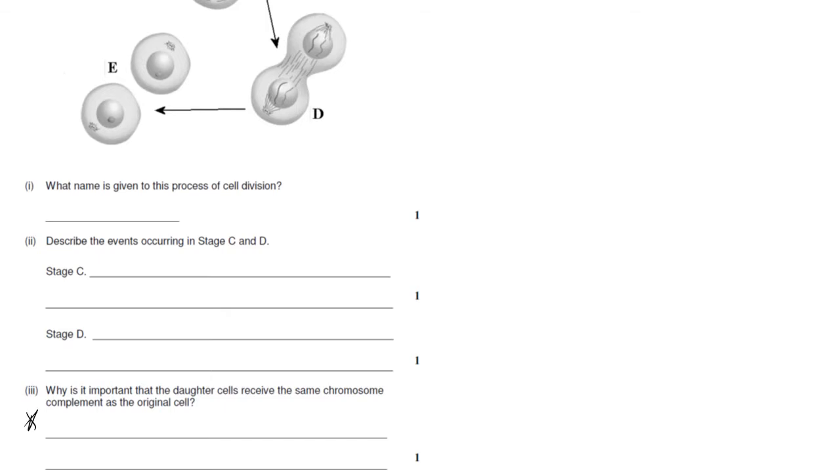Last question down the bottom here. Why is it important that the daughter cells receive the same chromosome complement as the original cell? So that they can function correctly, so that they can function properly, so that they can carry out the same function as the original cell.